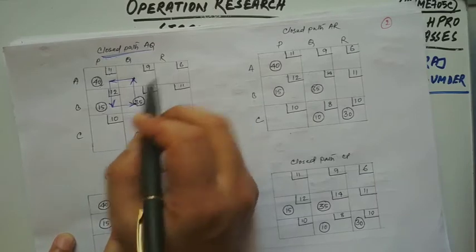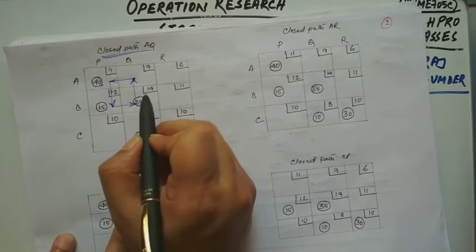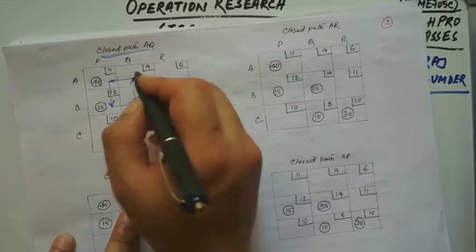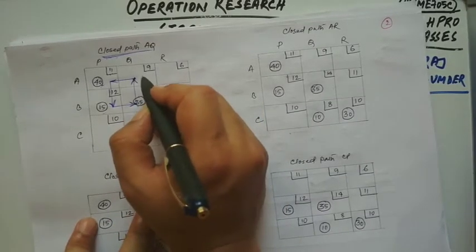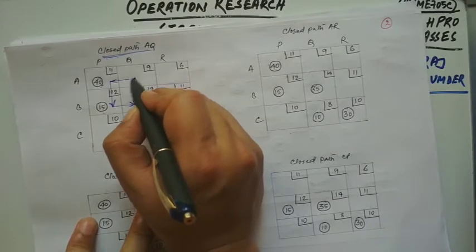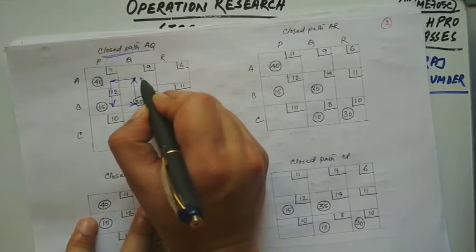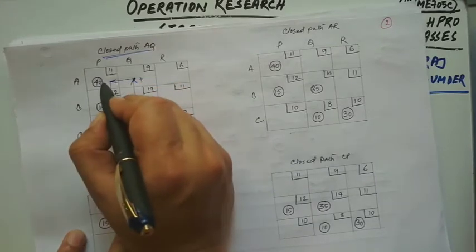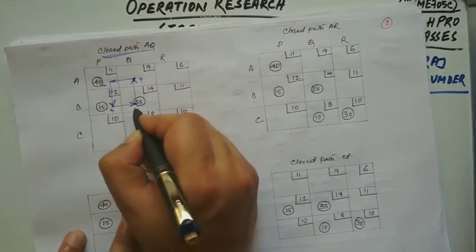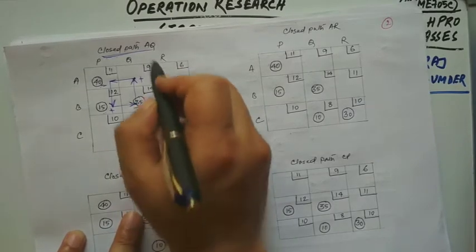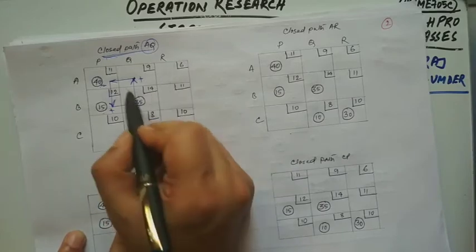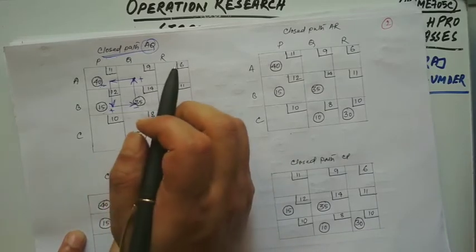I think you understand. If you haven't understood, you are always welcome to comment in the comment section. The next step is to assign alternate plus and minus signs, starting with plus from the starting cell. Starting is plus, next is minus, next again plus, next again minus. So for this AQ, we have completed the closed loop.